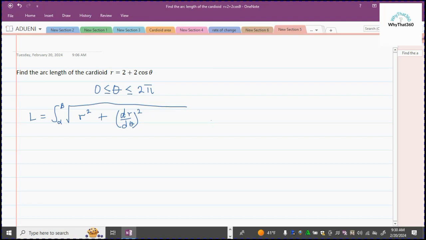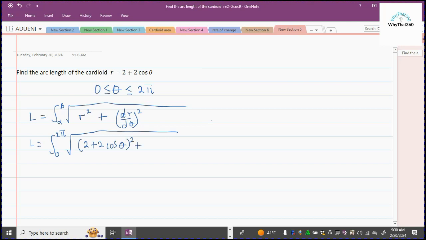So once we know this, we will go ahead and plug in the values for alpha and beta. We know alpha is 0 and beta is 2 pi. We will take the square root of r squared. We know r here to be 2 plus 2 cos theta, so we are going to square that. Let me put that in brackets: 2 plus 2 cos theta all squared.